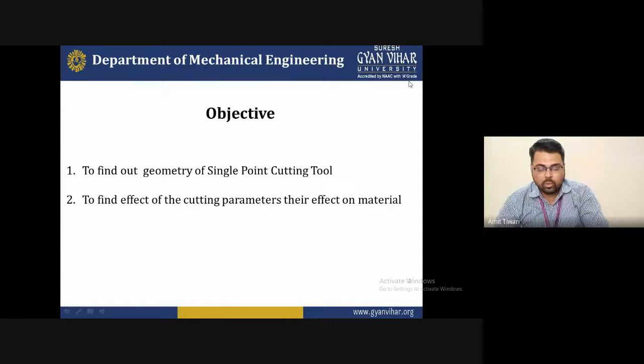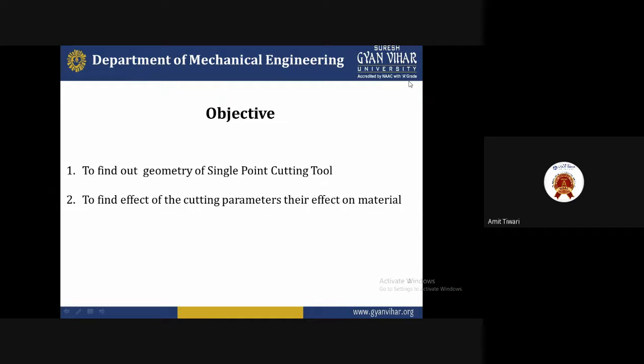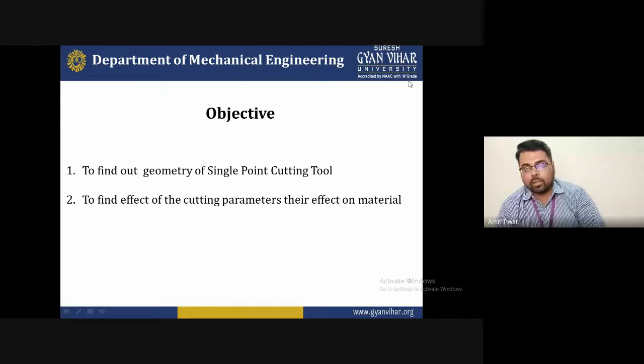The objective of today's lecture is to find out the geometry of a single point cutting tool. Now we are discussing in detail the cutting geometry of the single point cutting tool, what type of geometry we have, while understanding the basic fundamentals of the single point cutting tool. The second is to find out the effect of the cutting parameters on the material, and how we can achieve good machinability. With this, we will discuss today's lecture.